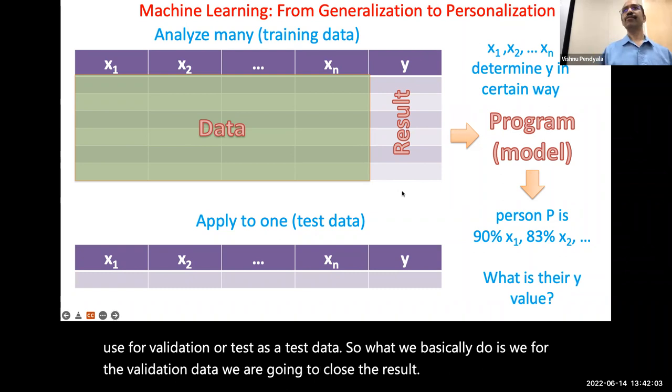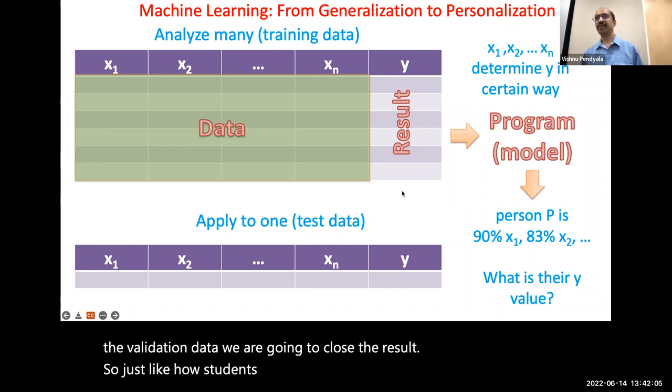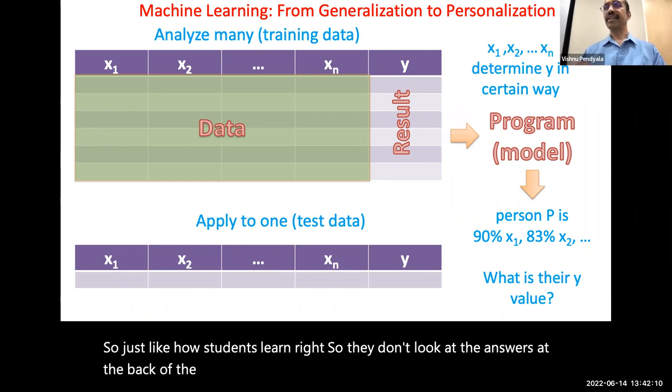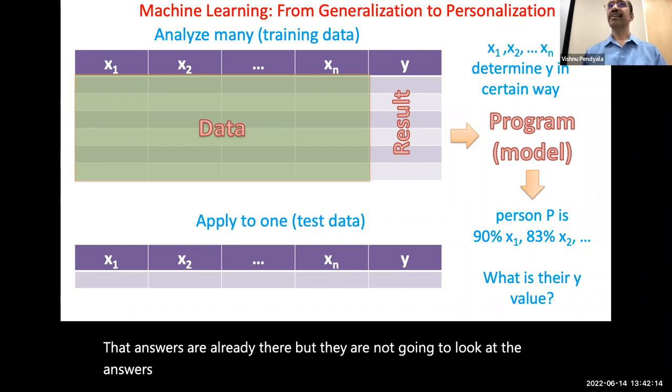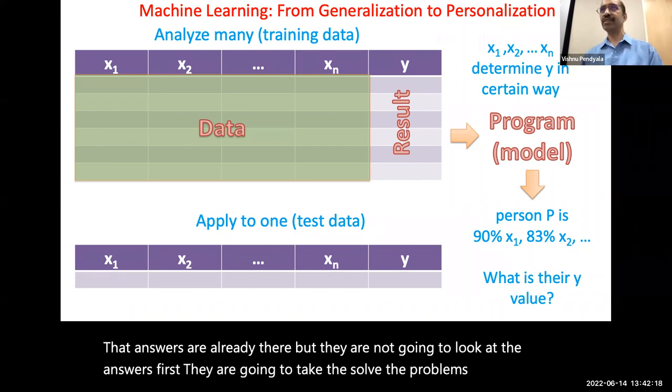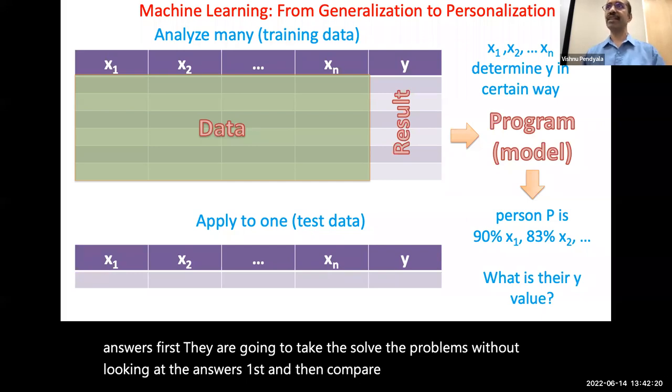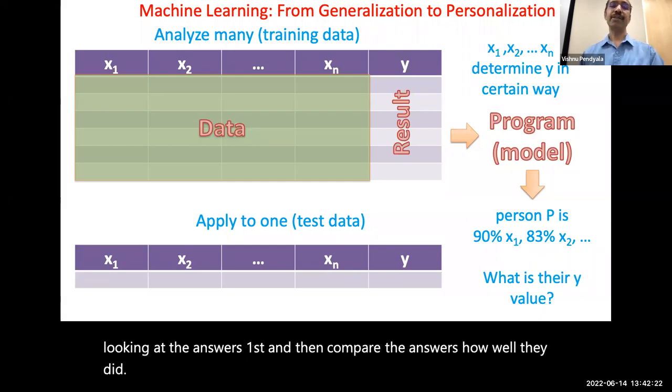So just like how students learn, right? They don't look at the answers at the back of the text. The answers are already there, but they are not going to look at the answers first. They are going to solve the problems without looking at the answers first, and then compare the answers, how well they did. The same thing happens in machine learning.